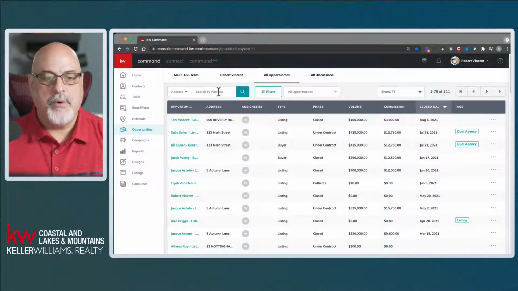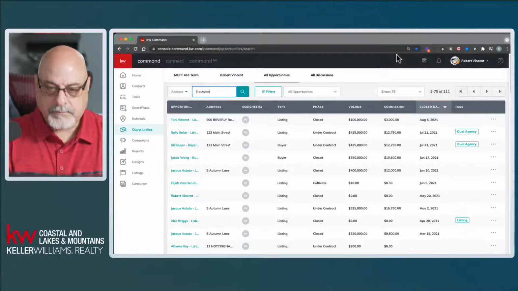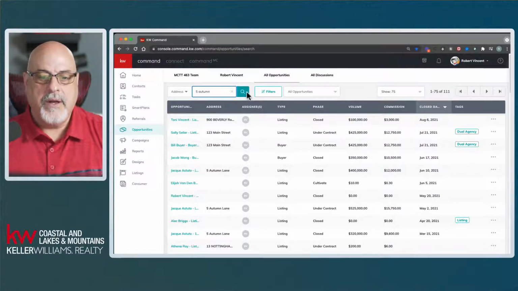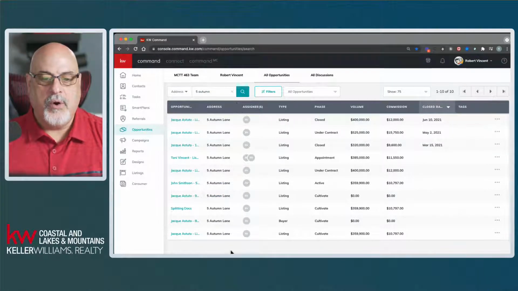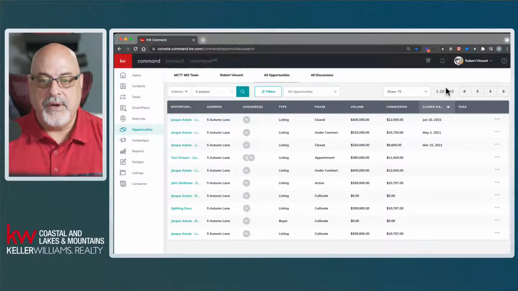So let's say, for example, in the address, I'm looking for 5 Autumn Lane. I'll just type in 5 Autumn and I'll search for that. And here are all of the opportunities. I've used this address 100 times. So there's all the properties for 5 Autumn Lane. There are 10 of them.